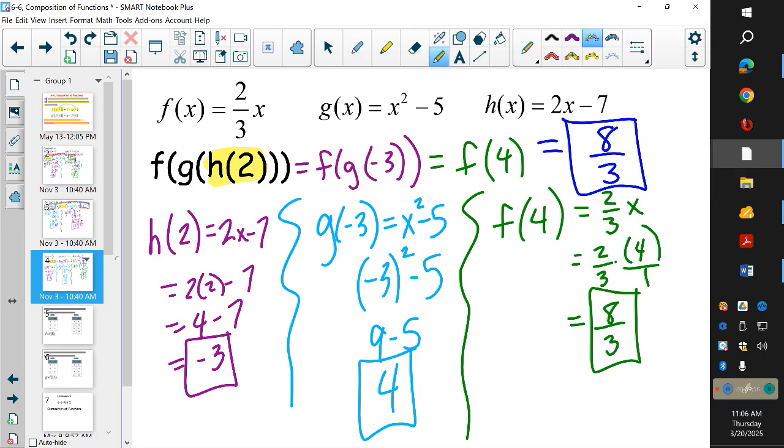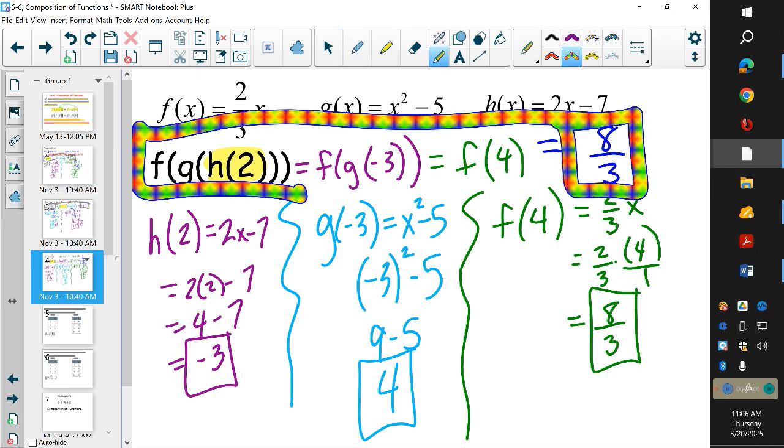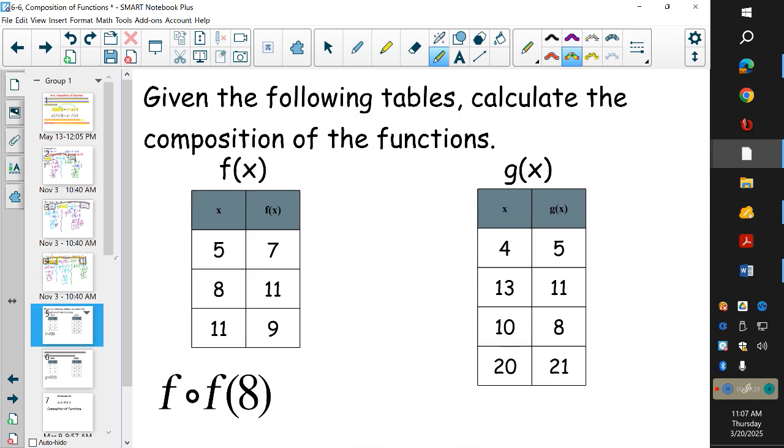Well, what is that? That means 8 over 3 is the same thing as f at g at h of 2. Do we like rainbow better? I saw that look. It instantly was like, ooh. Well, it's okay. Do we understand it? Yes? Yeah? Okay, now what happens if I give it to you in graph format?